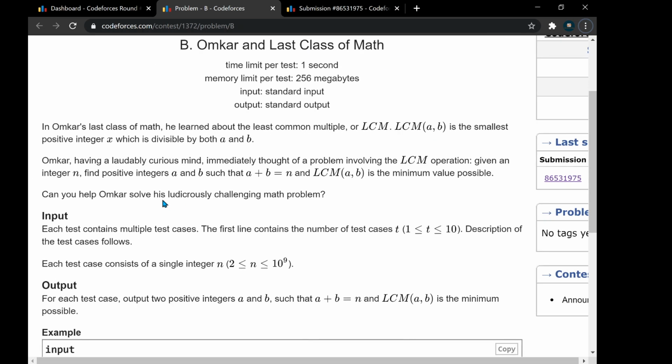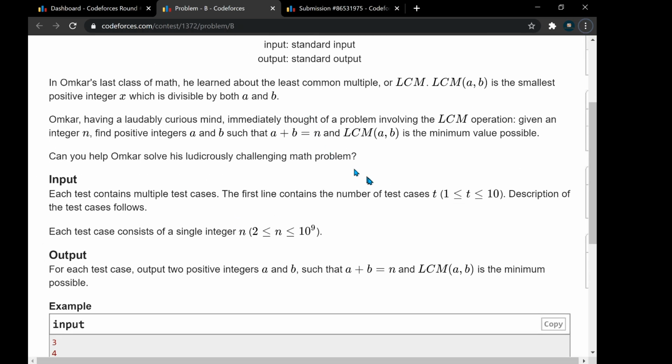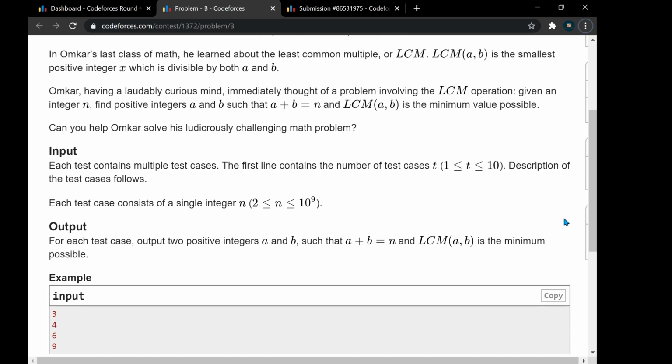So this was a problem based on math theory, which involved us thinking of LCM and how to minimize it. So here is the problem statement. You can read the problem, but if I explain the problem in simple terms without missing any important point, then the problem is something like this.